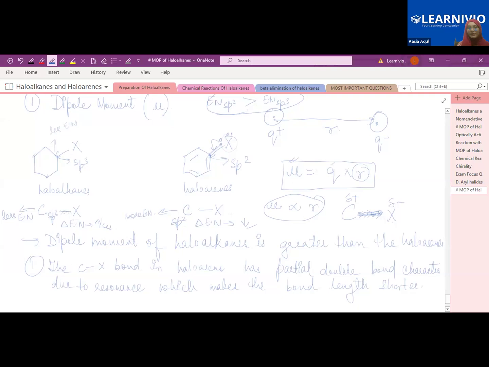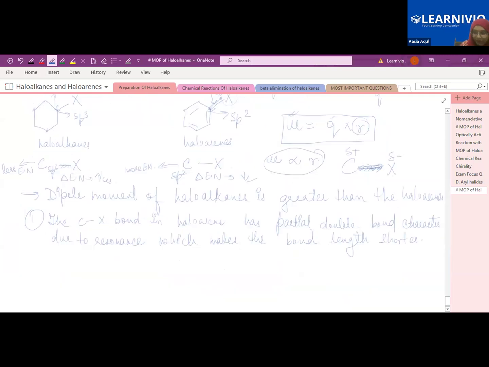Is it clear now, Utsi and Lubna? Yes, ma'am. So two reasons, just keep this in your mind. First reason, due to the partial double bond character of the haloarenes, the bond length becomes shorter in the haloarenes.